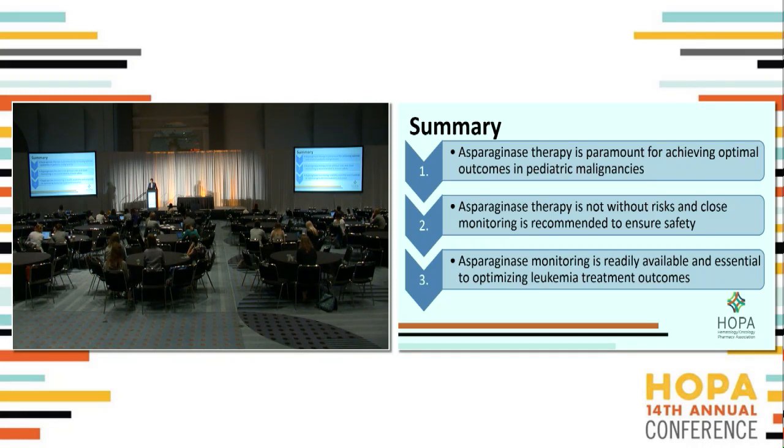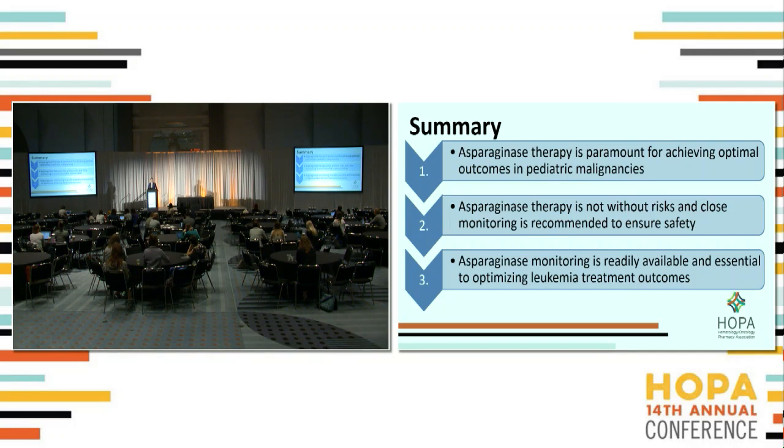And then finally, asparaginase monitoring is readily available and essential to optimizing leukemia treatment outcomes. So you really have to be smart and judicious about this, and just because you can check levels doesn't mean it's a good idea to check levels. I think lots of institution-specific protocols and specific patient situations could drive your institution to very fairly do lots of different things.